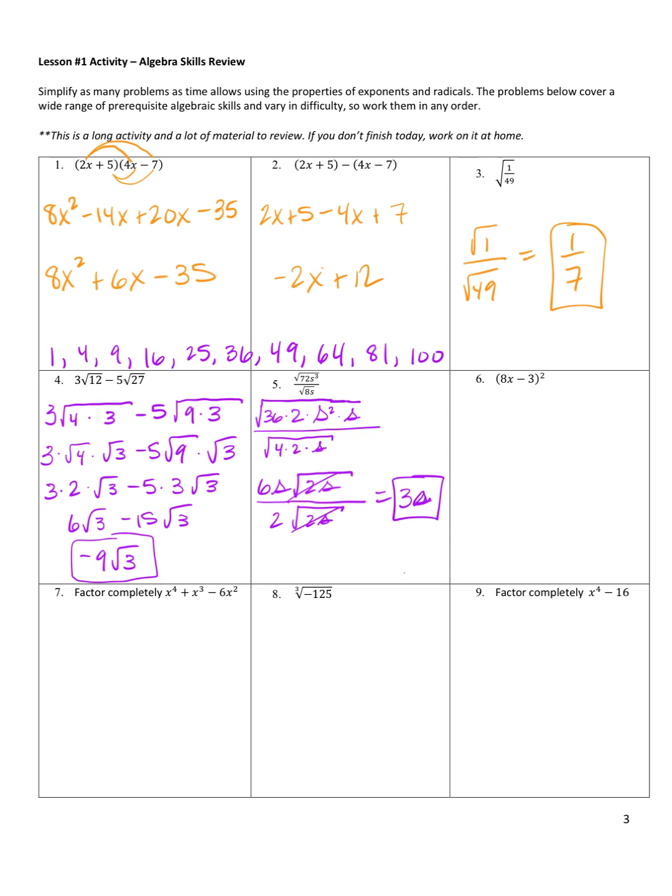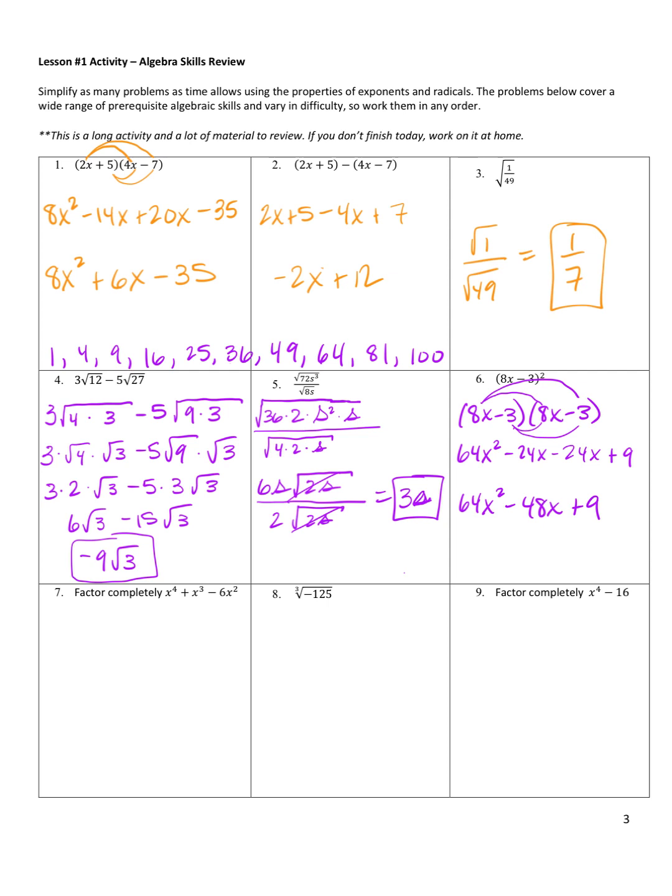Number 6, 8x minus 3 squared. That means 8x minus 3 times 8x minus 3, right? Exponent means repeated multiplication. So we write it out, and then we do FOIL, first, outer, inner, last. So the first terms, 8x times 8x is 64x squared. Outer terms, 8x times negative 3 is negative 24x. Inner terms, negative 3 times 8x is negative 24x. And then last, negative 3 times negative 3 is positive 9. And then we just combine like terms, so we have 64x squared minus 48x plus 9.